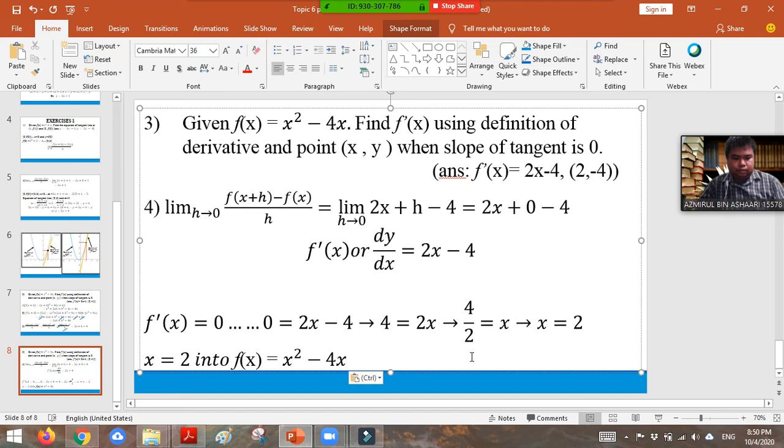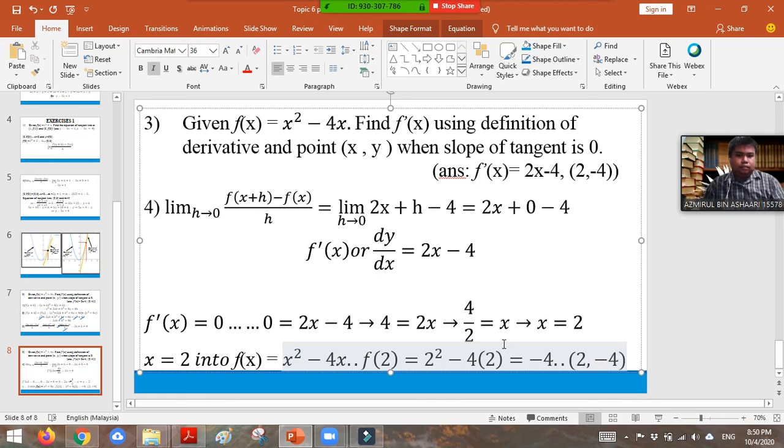You will get that f(2) equal to 2 to the power of 2 minus 4 multiplied by 2, which is 2 times 2 becomes 4, negative 4 multiplied by 2 becomes 8, so it becomes negative 4. So the point you get is (2, negative 4).